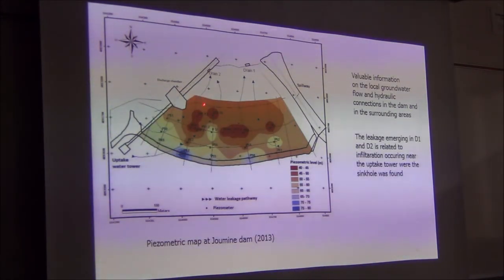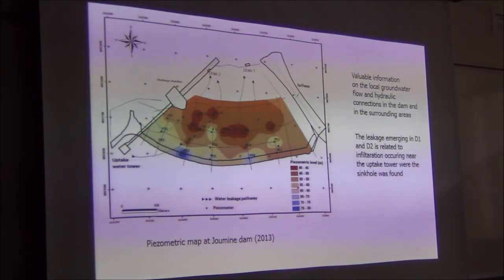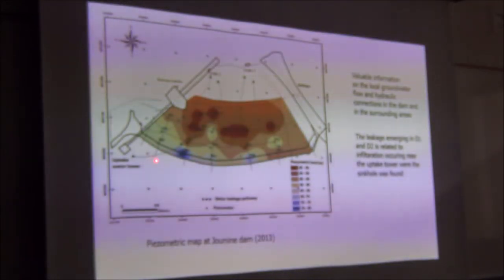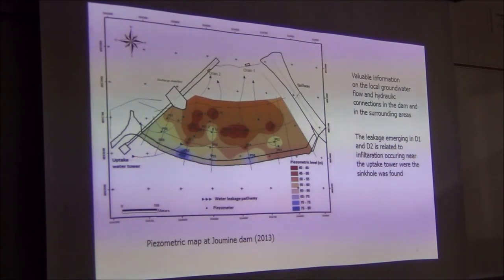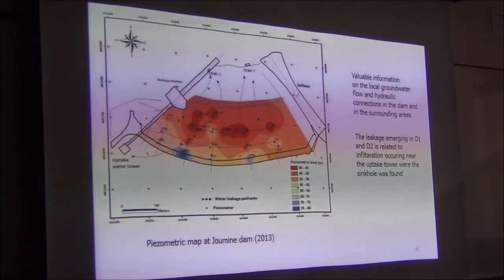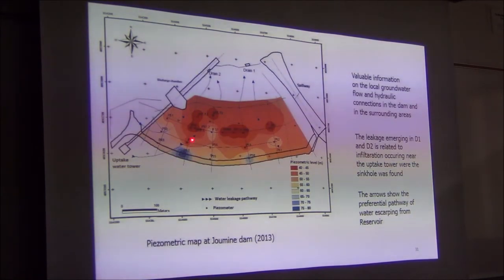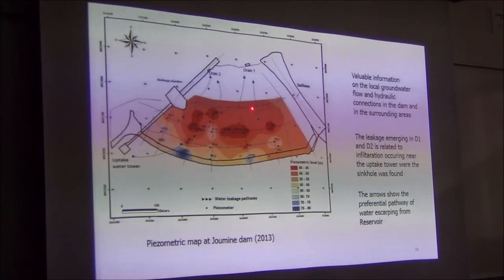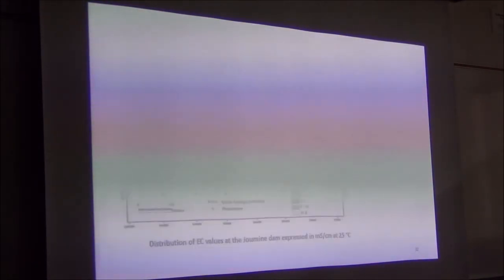The leakage emerging in the drain D1 and the drain D2 is related to the infiltration from the opening near the uptake tower, where the sinkhole was found. And the arrow shows the preferential ways of the leakage escaping from the reservoir.